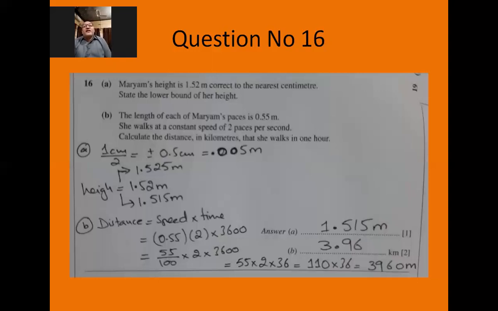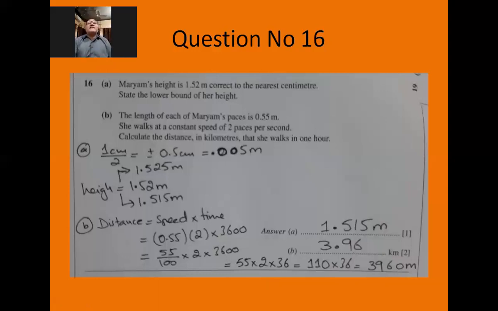Distance is equal to speed multiplied by time. She takes 2 paces in 1 second, and each pace is 0.55 meter. So you will have 0.55 multiplied by 2, and in 1 hour there are 3600 seconds. So it will be 55 by 100 multiplied by 2 multiplied by 36. The two zeros will cancel. So you will have 55 multiplied by 2 multiplied by 36, so it will be 110 multiplied by 36, and that will be 3960 meter.